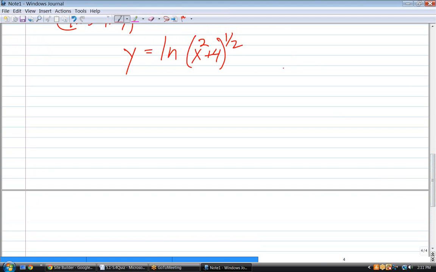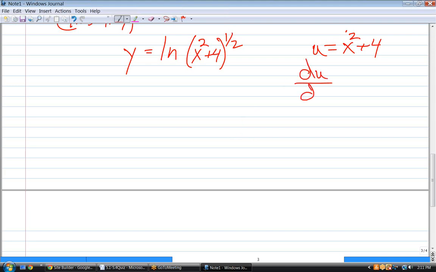When you're confused about outside and inside, the best thing to do is to use U substitution. Am I going to let U equal x squared plus 4, or am I going to let U equal x squared plus 4 to the 1/2? So, what is du dx? Oh, I can see where the problem lies. So let's let it be x squared plus 4 to the 1/2.